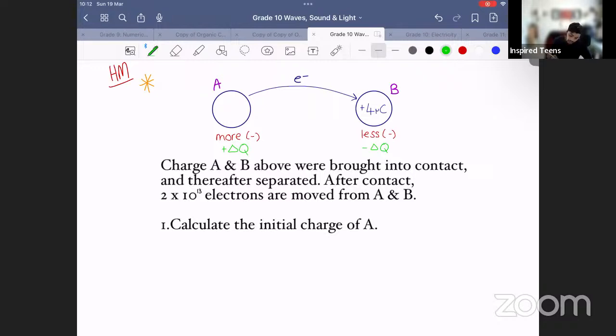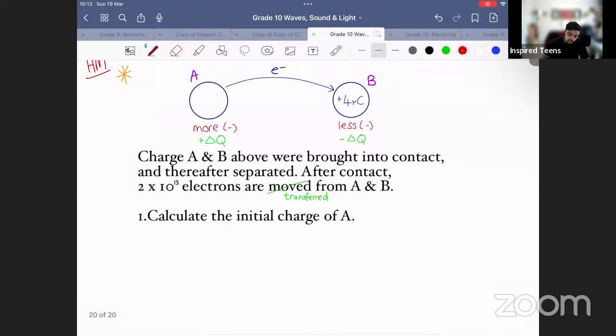So after contact, 2 times 10 to the 13 electrons are transferred from A to B. Calculate the initial charge of A. So we are working completely backwards. They've given us the amount of electrons transferred. They want us to go all the way back to the initial charge of A, because the initial charge of B is given.